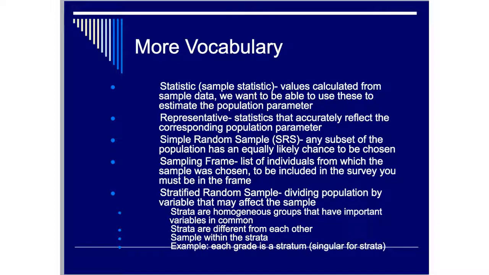The groups are homogeneous in some important variable. What if I think your eye color affects the way you might answer this question? So I'm going to ask this many people with blue eyes, this many people with brown, and this many people with green or hazel or other. We randomly sample within the strata. So strata are homogeneous. They have something in common.